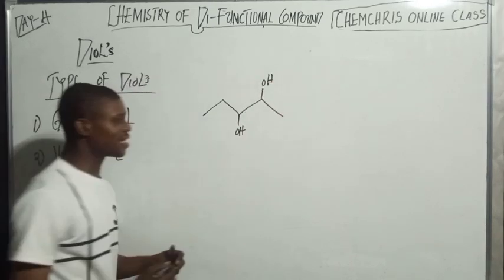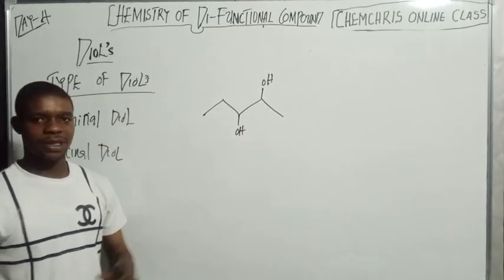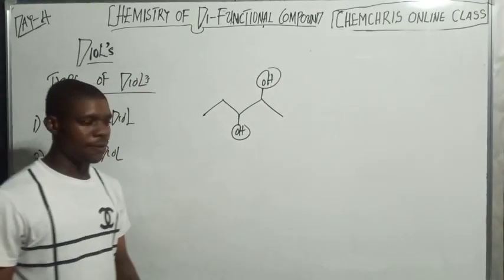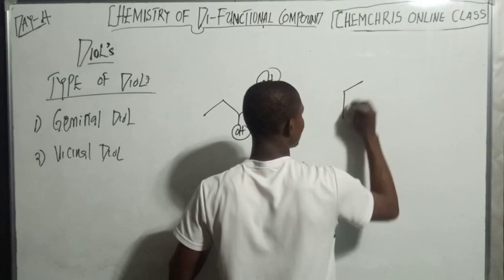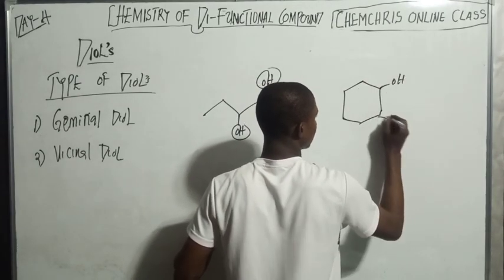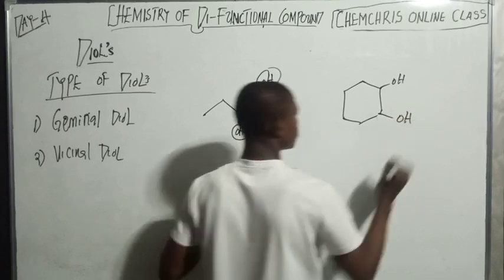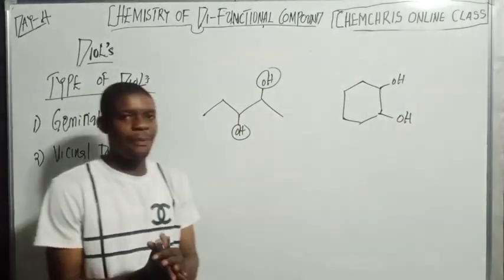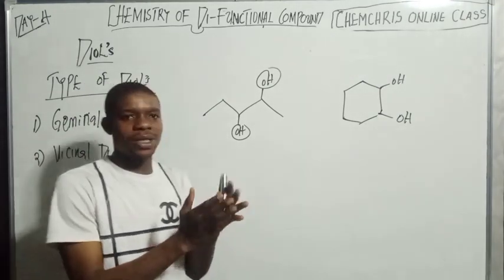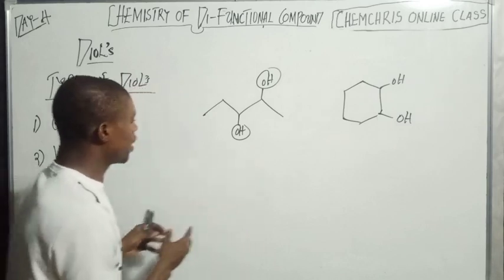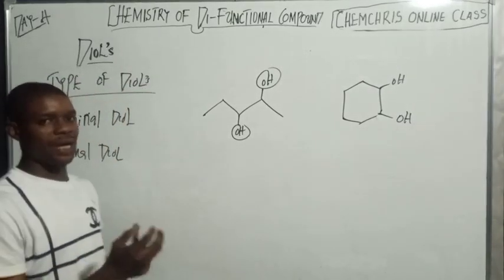This is called vicinal diol. The two OH are adjacent to each other. Another example is when you have this one here, OH here. Now, this one here, they are called vicinal diol. Why? Because the two OH are adjacent to each other. So when the OH are adjacent to each other, it's called vicinal diol.